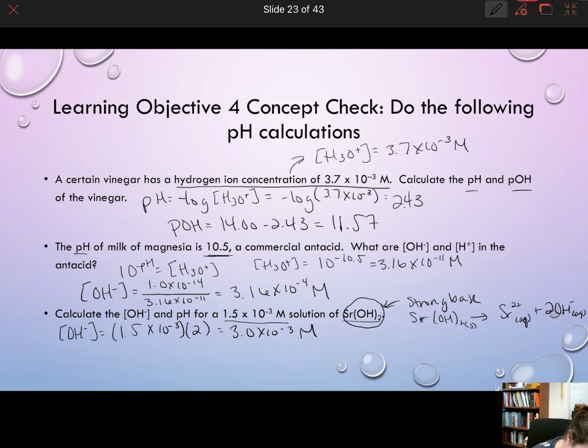And then we take pOH is equal to negative log 3.0 times 10 to the negative 3, giving us a pOH of 2.52. And then we could solve for our pH by taking 14 minus our pOH, giving us 11.48.